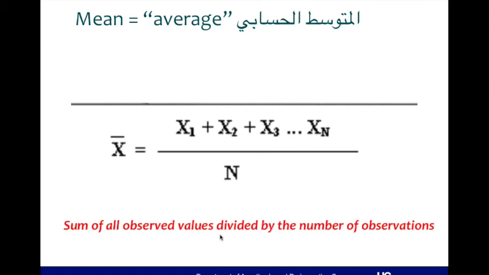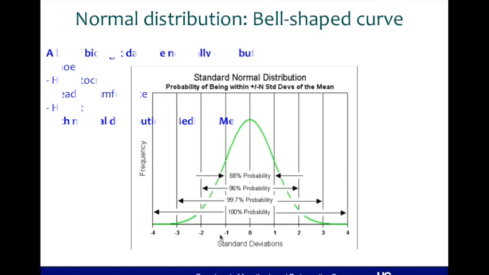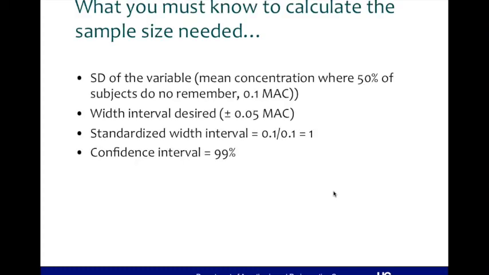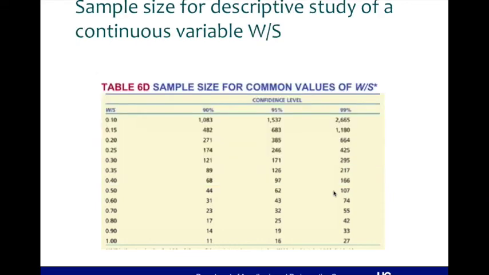Yeah, go ahead. Yeah, in fact, this is kind of part 2 of our talk, but let me show you exactly as an example. We can go ahead with an example of the anesthetic. So what you need to know to calculate the sample size you need is the standard deviation of your variable. It would be the mean concentration where 50% of subjects don't remember, and we'll say, for example, it's 0.1 MAC, and that's usually what it is. You also need to know what effect size you're interested in.